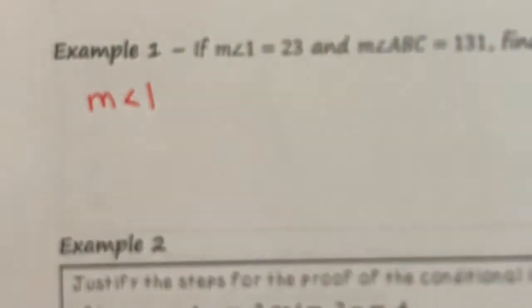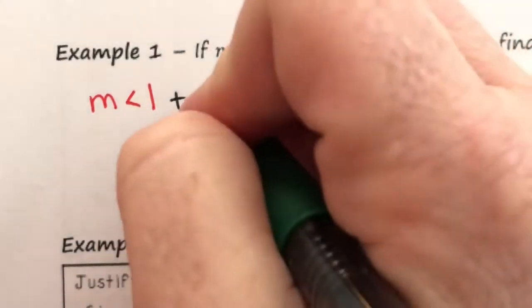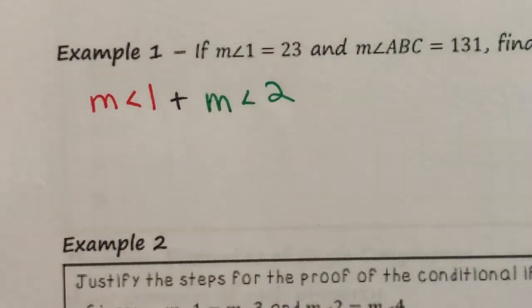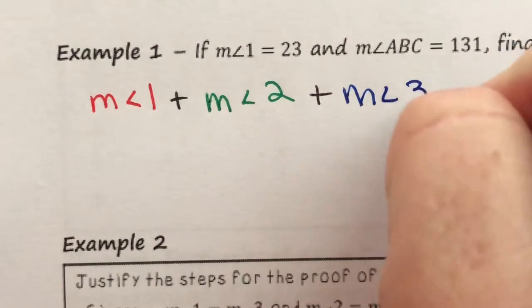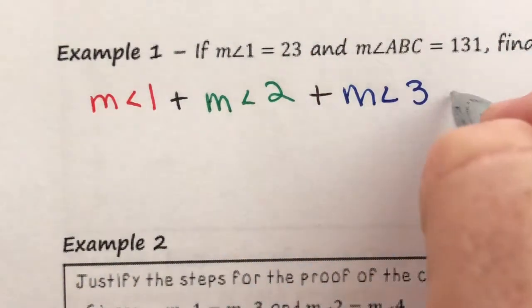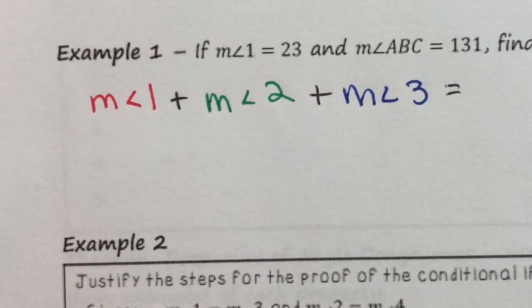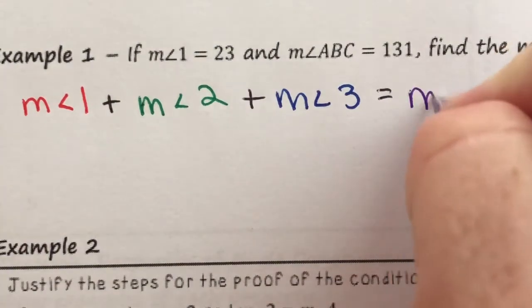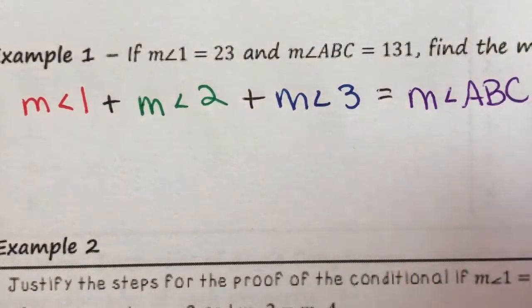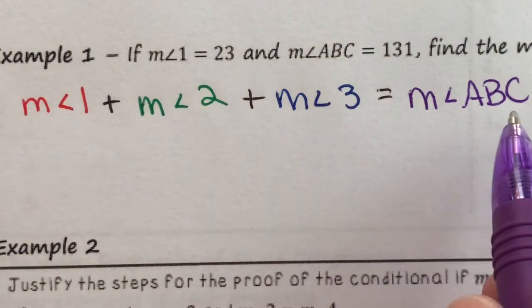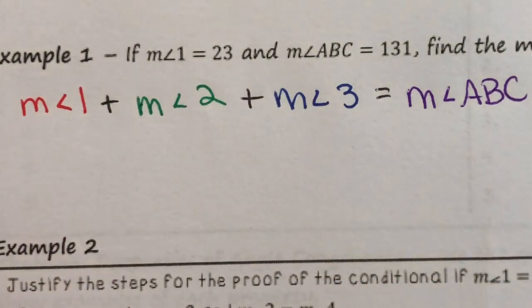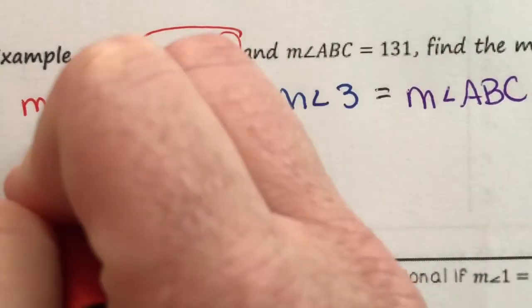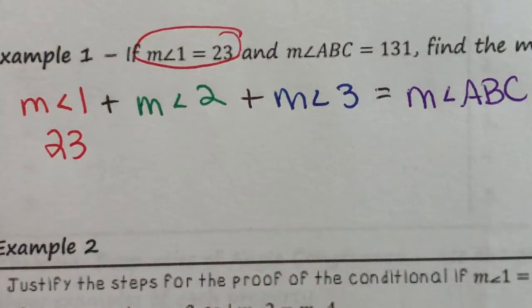The measure of angle 1 plus the measure of angle 2 plus the measure of angle 3 equals the entire angle, which is, I'll do it in purple, ABC. I'm getting ahead of myself, sorry. The measure of angle ABC. So angle 1 plus angle 2 plus angle 3 equals ABC. And it tells us that angle 1 is 23, right here. So I'm going to replace angle 1 with what it is, 23.